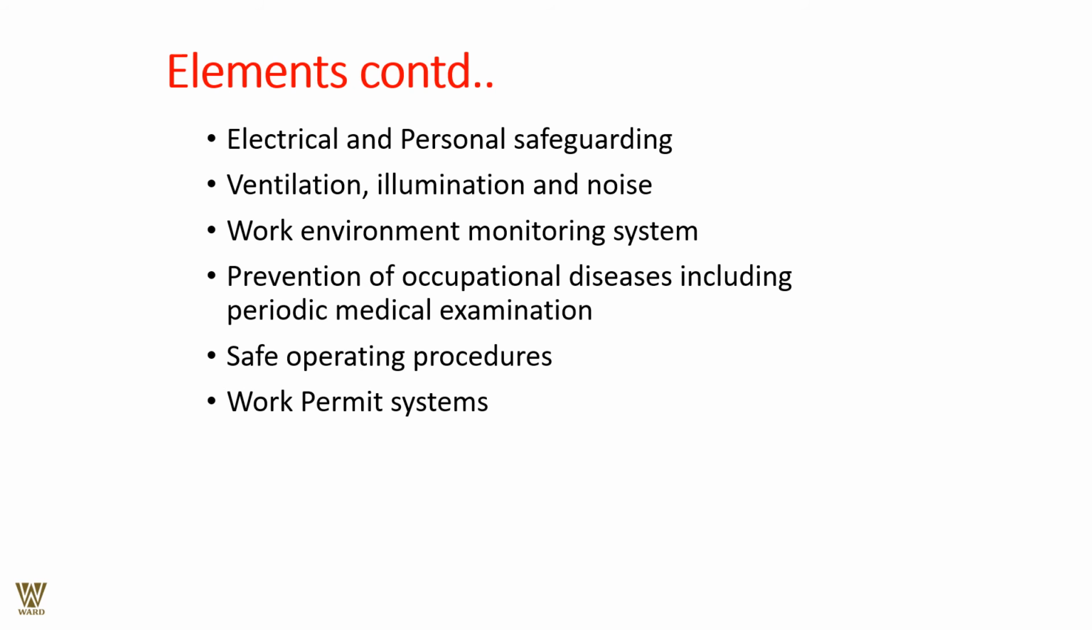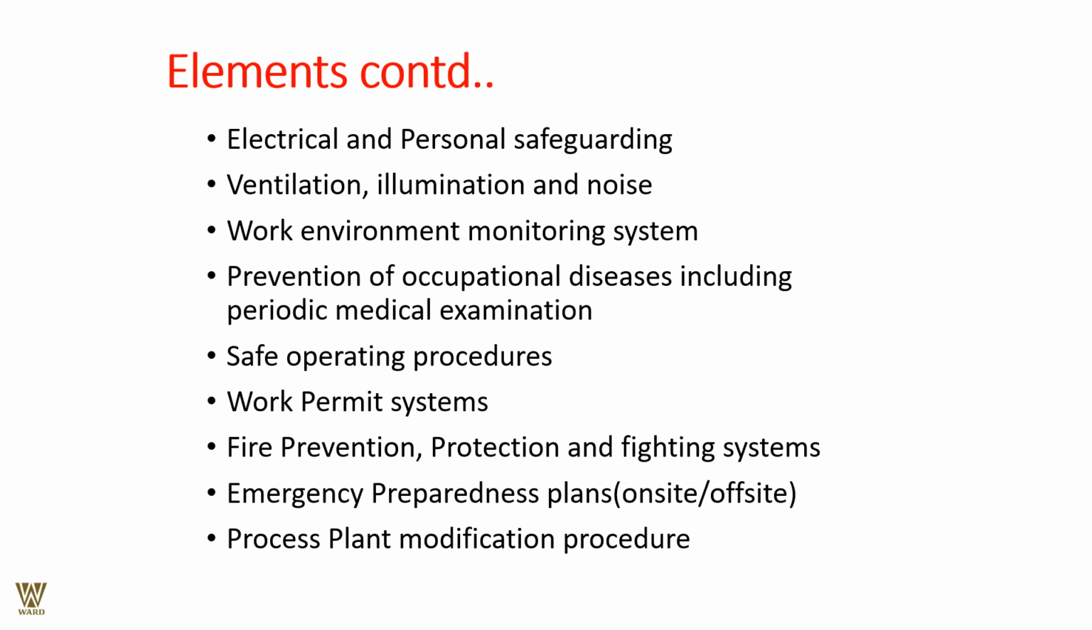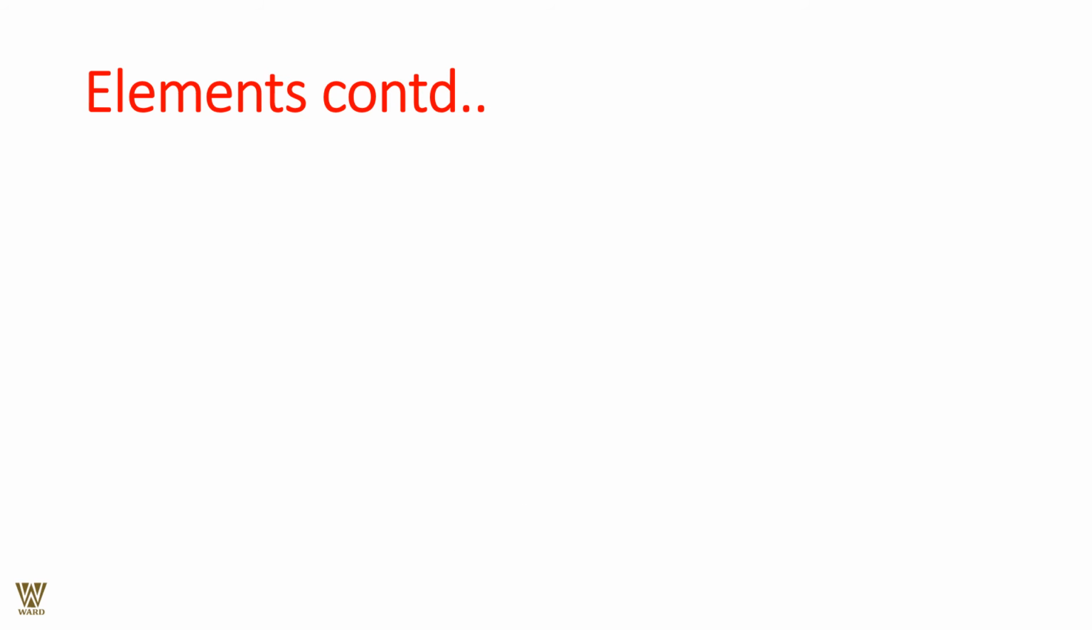What is the work permit system, and how do we go across with it? Fire prevention, protection and fighting systems, emergency preparedness plans, on-site and off-site, as and when required. The process plan modification procedures, if possible, let us go ahead with it and do the requisite things as and when required. Definitely, we are looking for the elements of transportation of hazardous material.